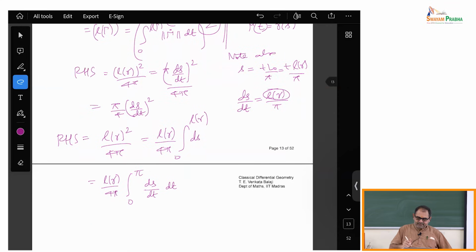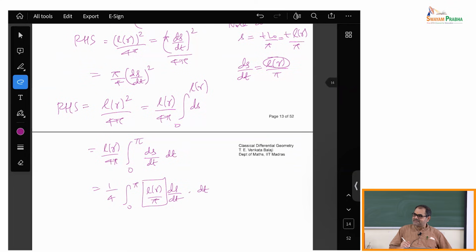Then use the fact that this ds by dt is also L gamma by pi. So here is the clever thing to do. You push this L gamma by pi inside, so it becomes the integral from 0 to pi of L gamma by pi into ds by dt into dt. I am able to push it inside because this is a constant, and then change it into the derivative. So it's completely tricky.